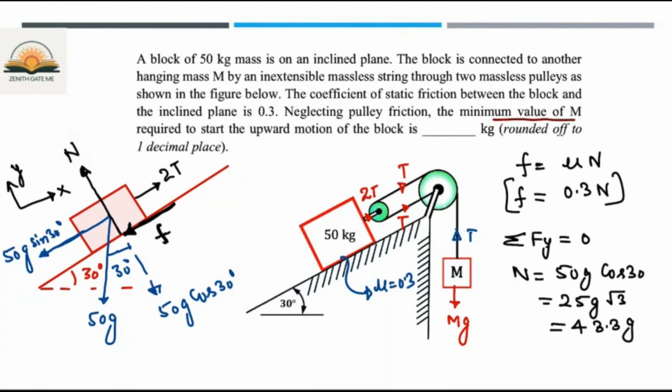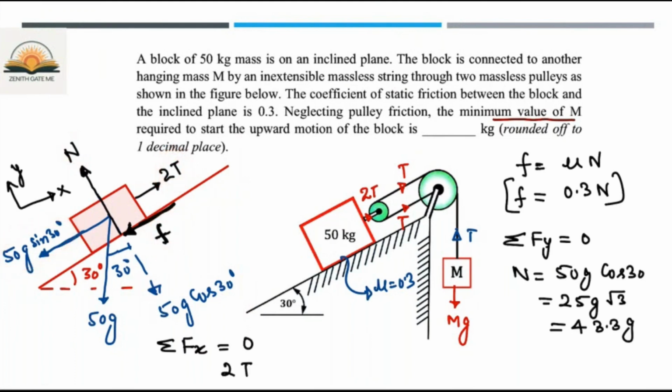Then this normal reaction you will utilize in the friction formula. Now, if I write the expression for summation of forces in the x direction equal to 0, can I say the 2T force will be balanced by this force and this force?